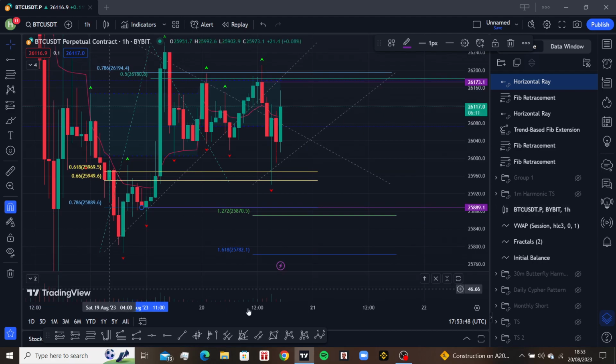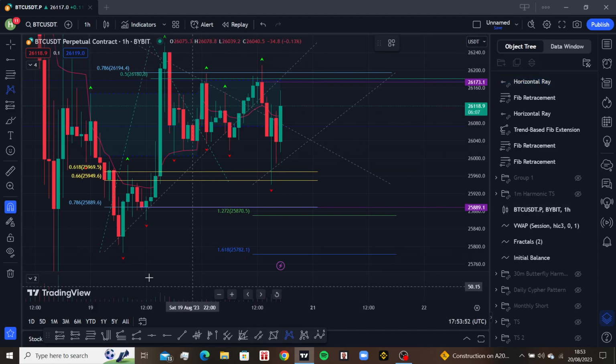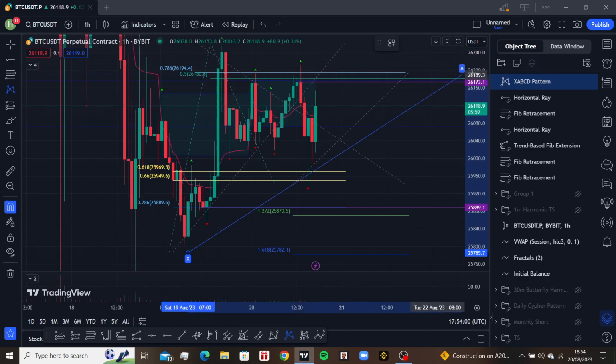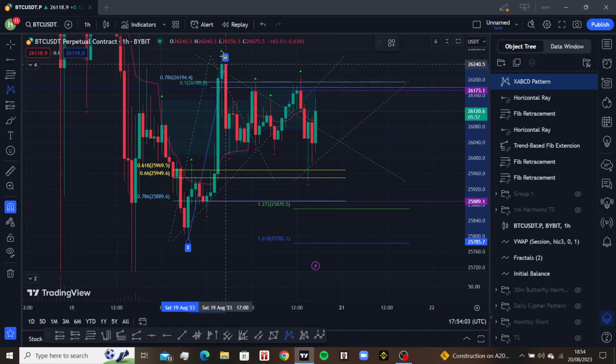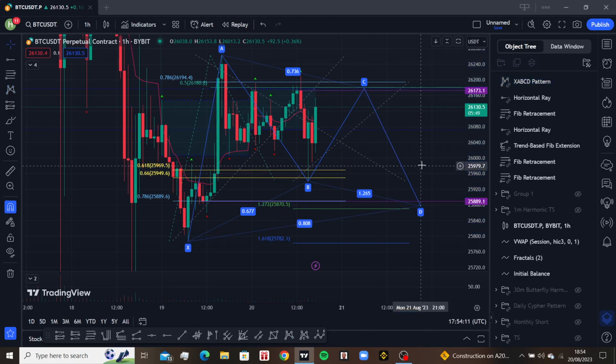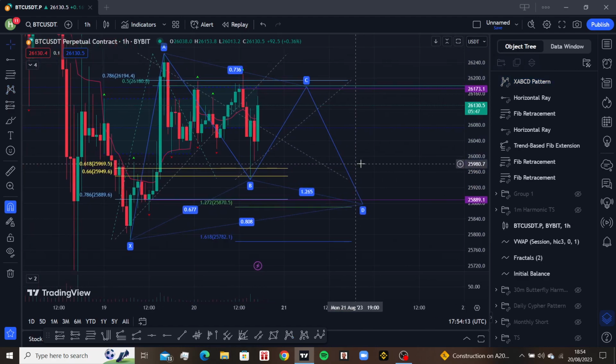If we grab an XABCD pattern, this is how it will look. There's our X. Our A is right there. B, C, and our D. Now this is called a Gartley harmonic.